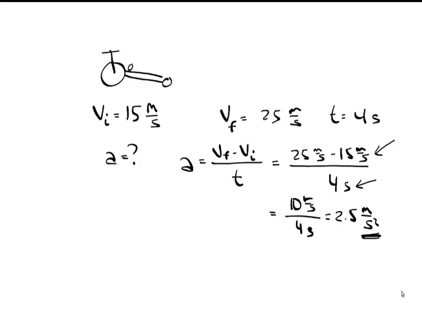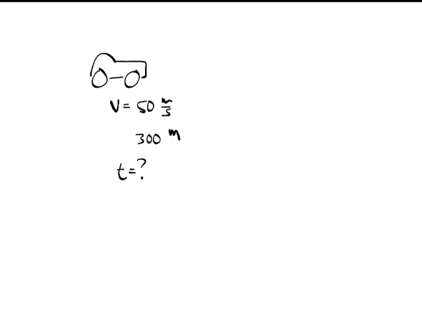Another example might be, if I have a car that can drive at a speed of 50 meters per second, and it travels a distance of 300 meters, how long is that going to take? So what I'm looking for is the time. What I know is the speed, the average speed of it, and I also know the distance we're traveling. So looking at this, I see that I've got speed, distance, and time, and so this equation seems like the most likely one to get me where I want to be.